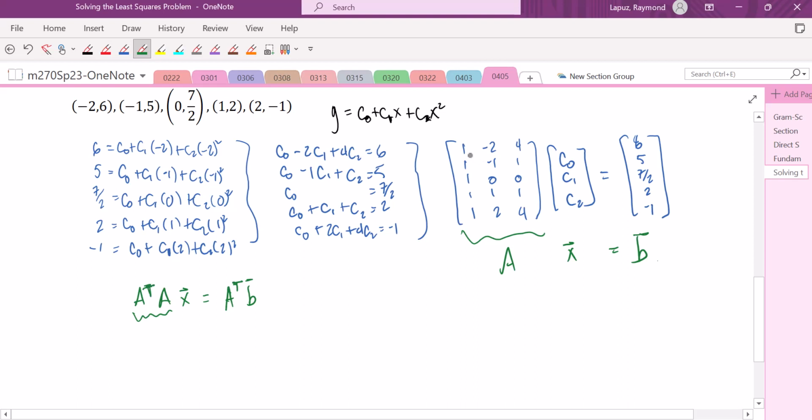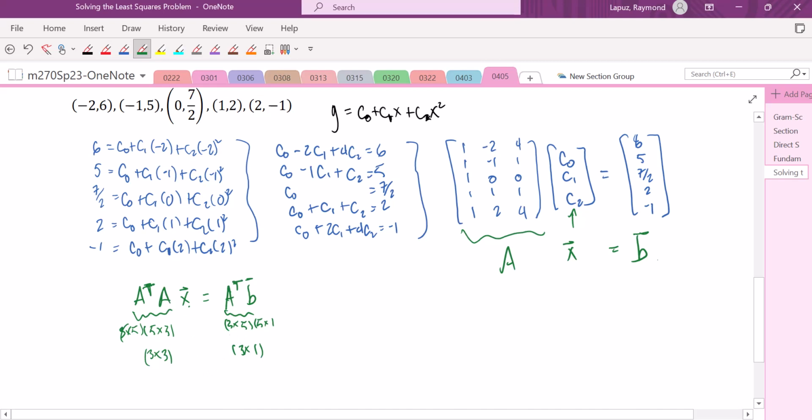And if we look at this matrix A, it's a 5 by 3, and then A transpose is 3 by 5. So we've got a 3 by 5 times a 5 by 3, and we're going to end up with a 3 by 3 matrix. And this is a 3 vector. Your X is a 3 vector. And again, this is a 3 by 5, and then B is a 5 by 1. And so we're going to get a 3 by 1 vector. And so we get a matrix times a vector, and then that's it.